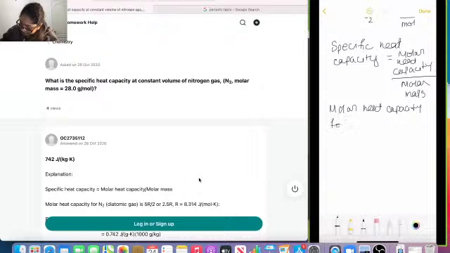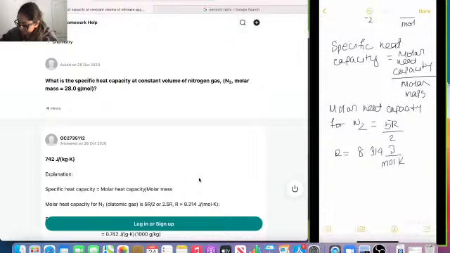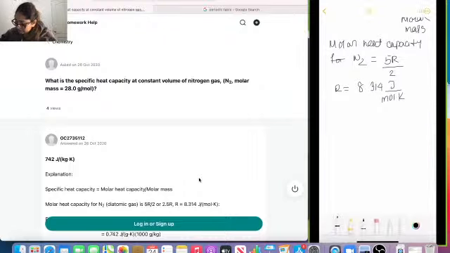for basically a diatomic gas, which is like N2, H2, O2, F2, since it says it's constant volume, we're going to use the formula 5R over 2, where R is our ideal gas constant, and this is 8.314 joules per mole Kelvin.